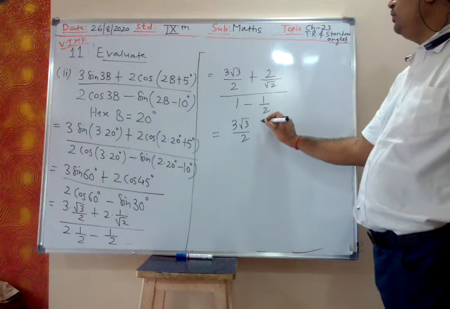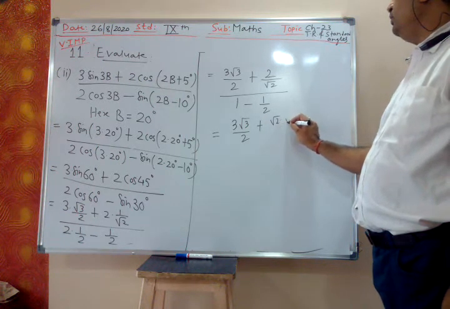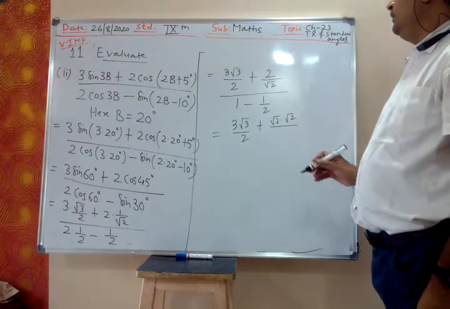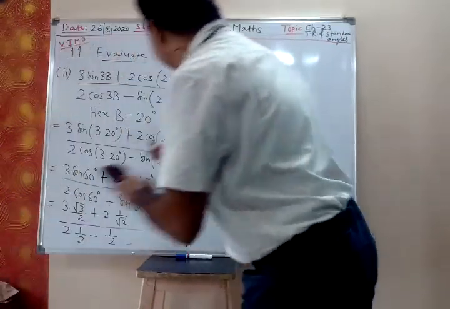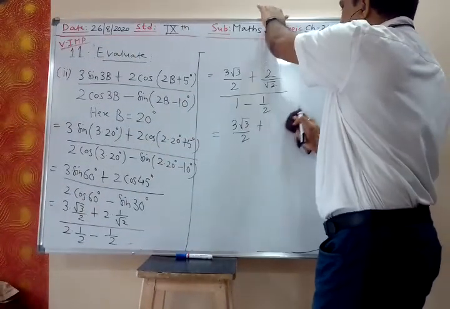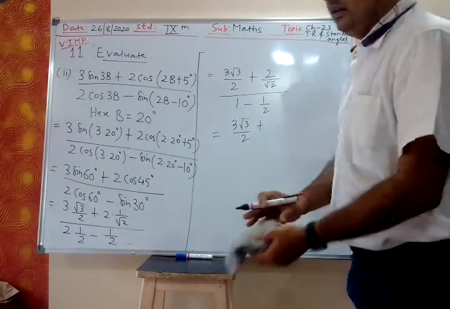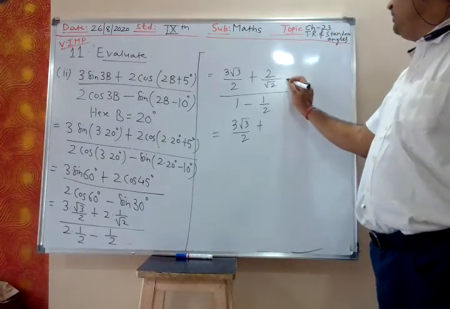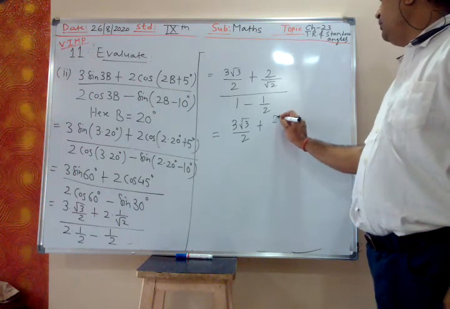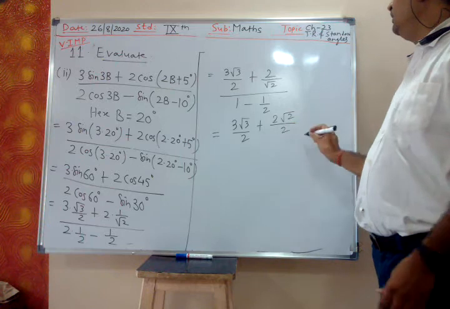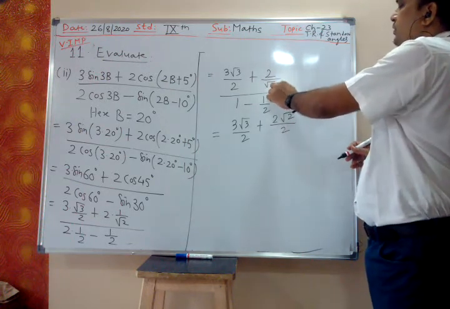So this 2 upon root 2, I can write root 2 into root 2. Are you getting this? You can rationalize the denominator. In the first chapter we have studied the rational number. So 2 upon root 2, multiply and divide by root 2, so this becomes 2 root 2 upon 2. Are you getting? Multiply and divide by root 2, so 2 root 2 upon 2.